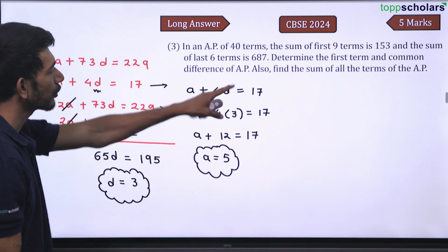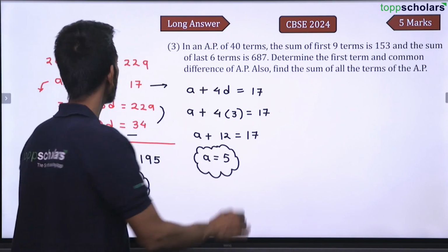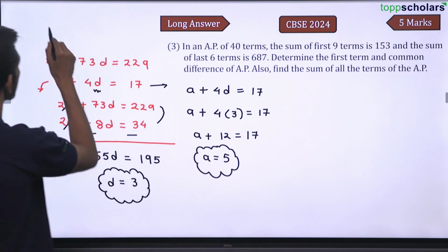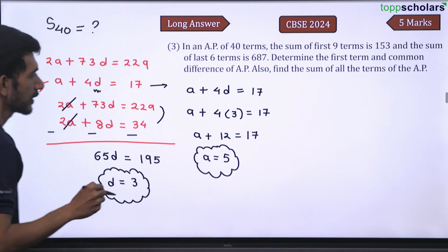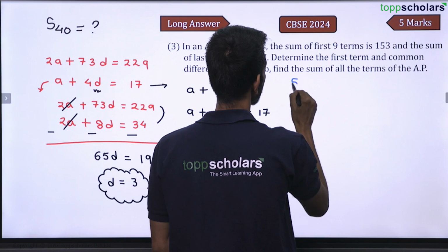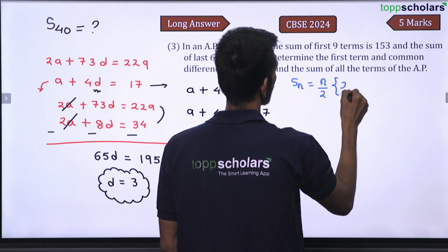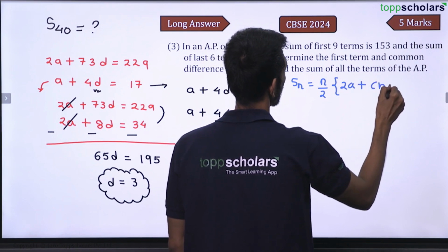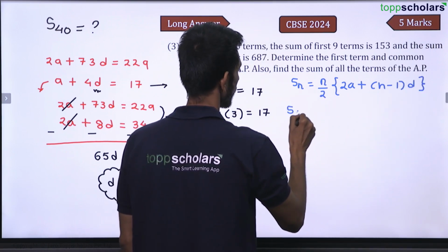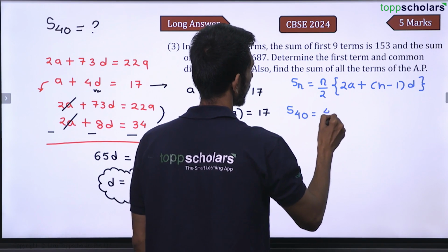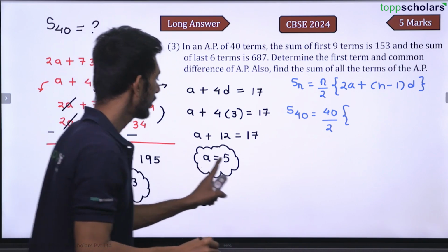Now we are supposed to find out the sum of all the terms of the AP. That is nothing but Sn. But here all the terms are 40 terms. So we are supposed to find out S40, the sum of the first 40 terms. So what is the formula for Sn? Sn is equal to n by 2 into 2a plus n minus 1 into d, right? So here S40 is going to be 40 by 2, 2 into a, 2 into 5.